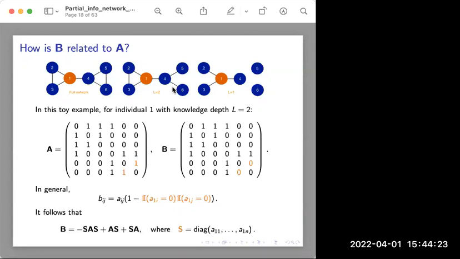In matrix notation, we can write B in this form, where S is a diagonal matrix encoding the neighbors of node 1. The ith diagonal of S is equal to 1 if the ith node is a neighbor of individual 1. Roughly speaking, you have this term counting edges with one end of the node pair being a neighbor of 1, and this term counting the other end of the edges being a neighbor of node 1, and then you account for double counting. So it's very much like calculating a union of 2 events.